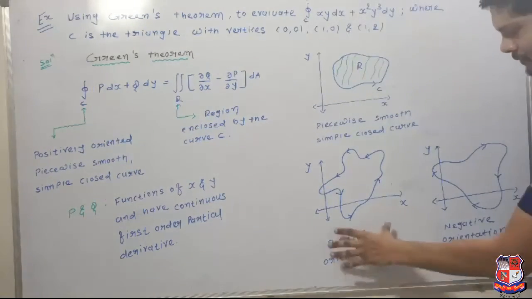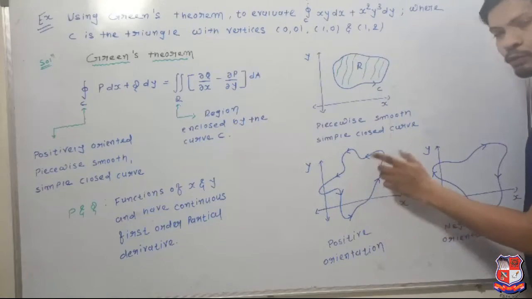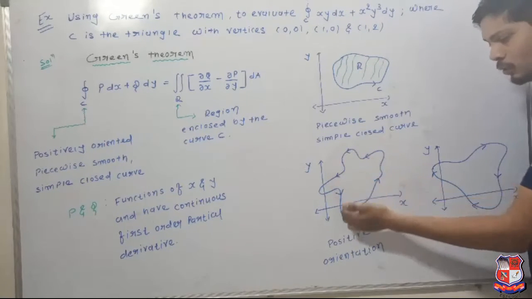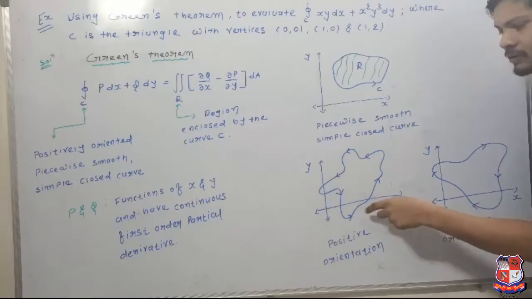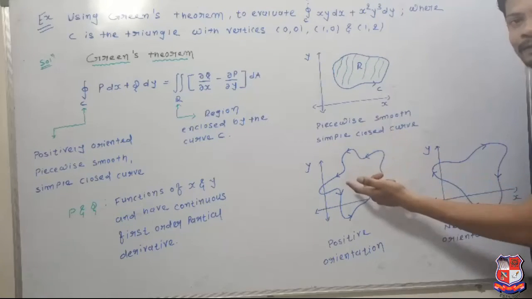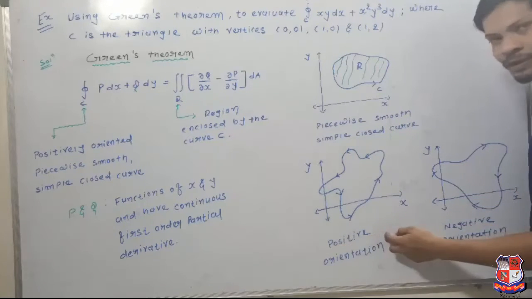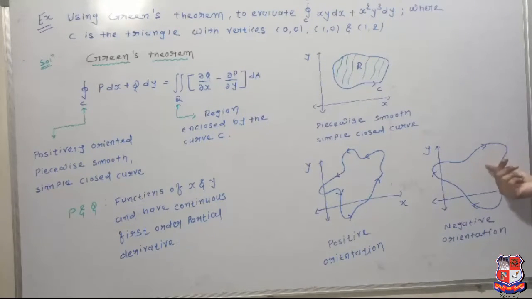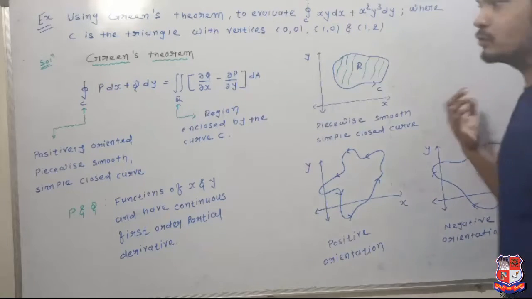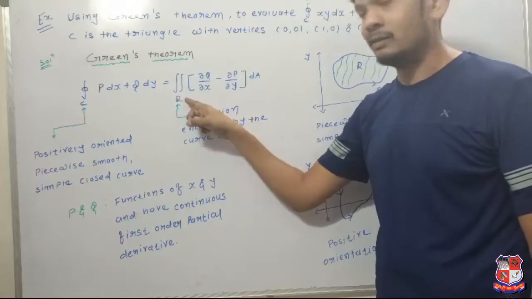So let me move on to this graph of x versus y. The graph is given, which is a smooth closed curve. Now we can see the direction of this curve. The direction is anti-clockwise. If the direction of any curve is anti-clockwise, then it's called positively oriented. And similarly, on the other side, if the direction of any curve is clockwise, then it's called negatively oriented.